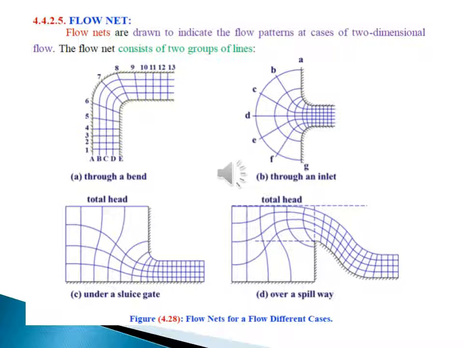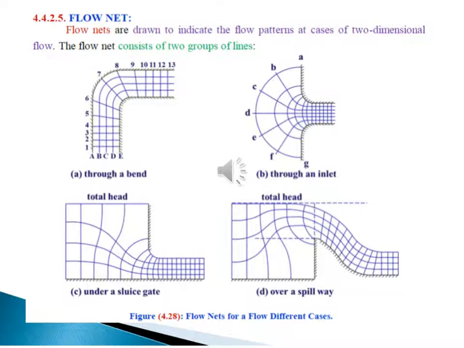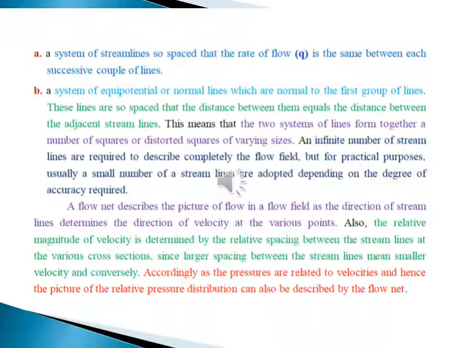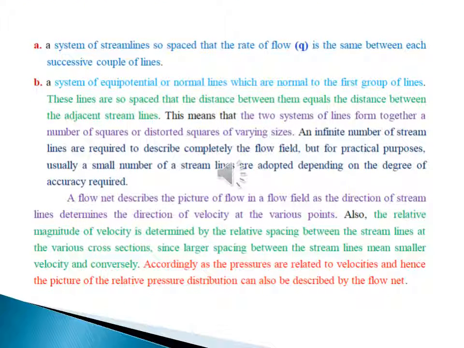Flow nets are drawn to indicate the flow patterns in cases of two-dimensional flow. The flow net consists of two groups of lines, streamlines and equipotential or normal lines, as shown in the enclosed figure, which shows the flow nets for a few different cases. A flow net describes a picture of flow in a flow field, as the direction of streamlines determines the direction of velocity at the various points. Follow by yourself, my dear.